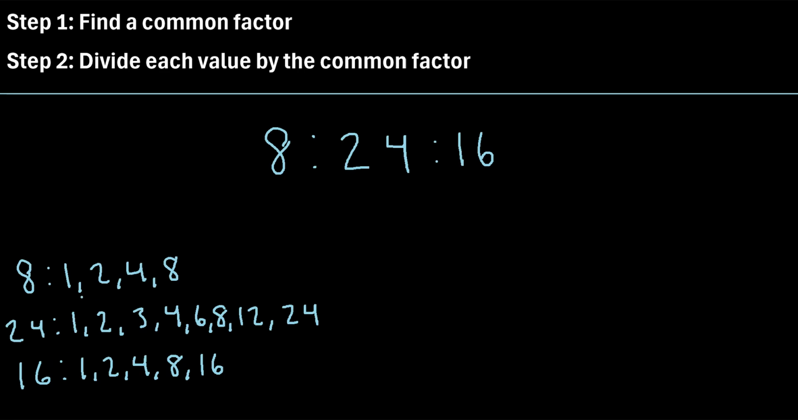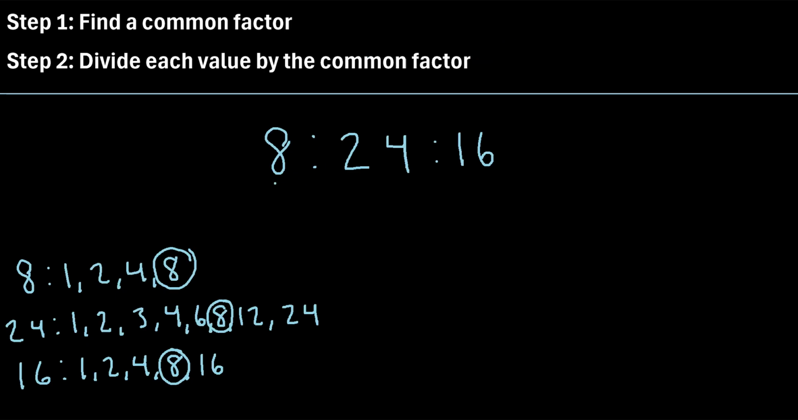Remember, these are just the numbers that divide evenly into each of these numbers. So what we're looking for is the greatest number that appears in each of these lists. So we can see that 8 is the largest number that shows up in each of these factor lists. So what that means is that 8 is the largest number that will divide into 8, 24, and 16. So step 2 says divide each value by the common factor.